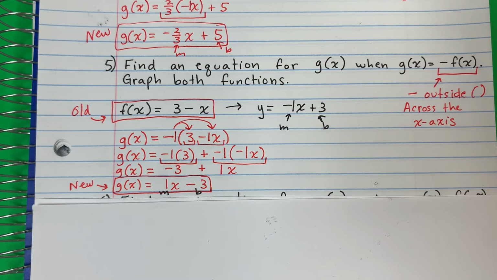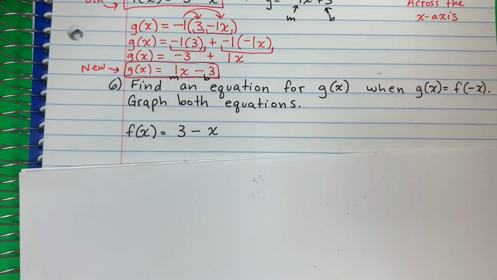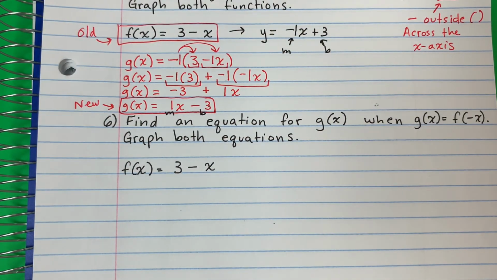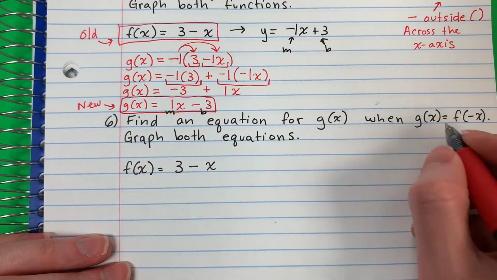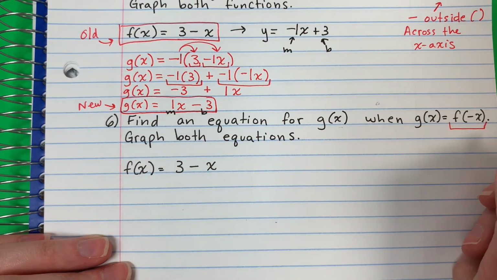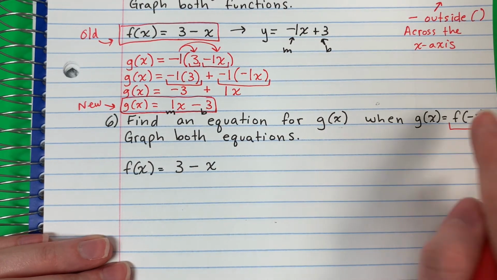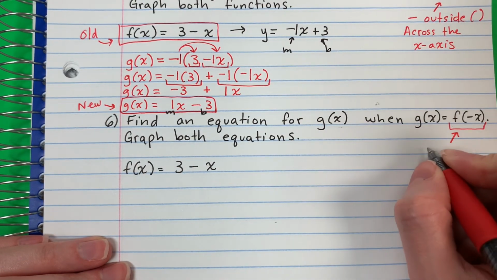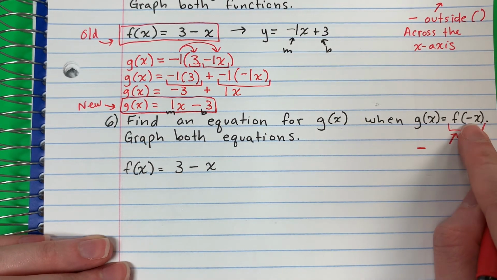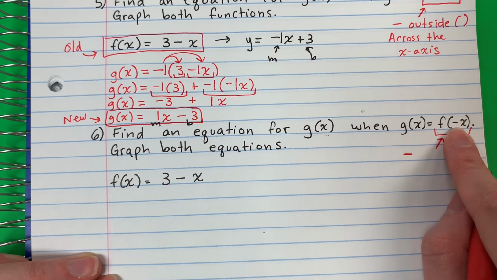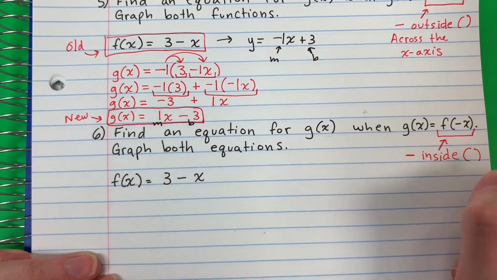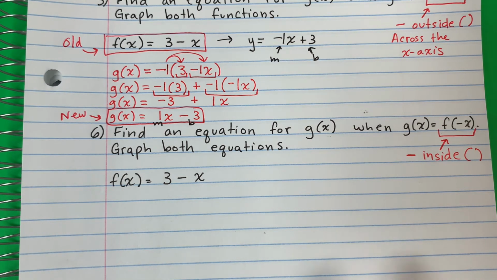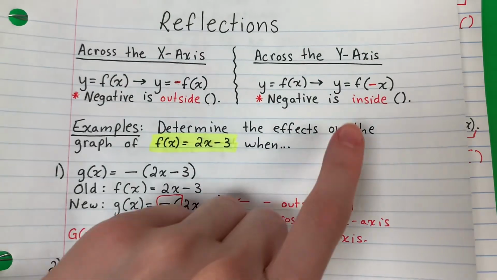Okay, last example, nuestro último ejemplo. Example 6. Find an equation for g of x when g of x equals f of negative x. Graph both equations. So take a look here. I have a minus, tengo un menos. Inside or outside the parenthesis? Adentro o afuera de los paréntesis? Looks like inside, adentro. So what is that? ¿Qué es eso? Minus inside, menos adentro. Minus inside.